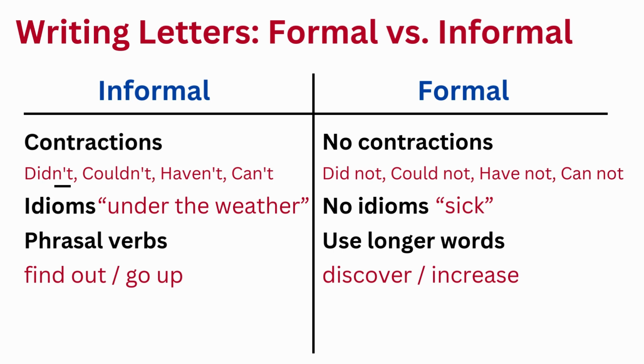In informal writing, we commonly use phrasal verbs. However, in formal writing, what do we use? We don't use phrasal verbs. Instead, we typically use longer words that mean the same thing. For example, find out becomes discover. Discover is more formal. Another example, go up, as in prices have gone up, becomes prices have increased. The word increased is much more formal.